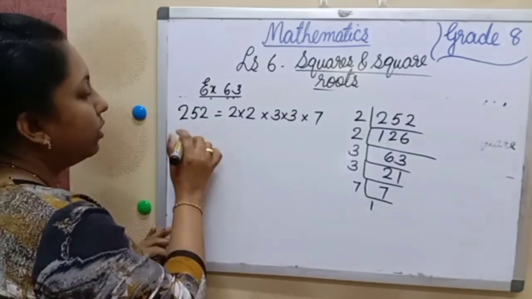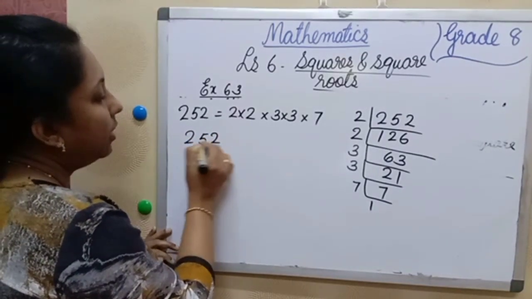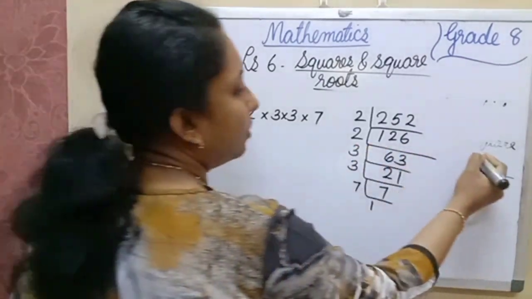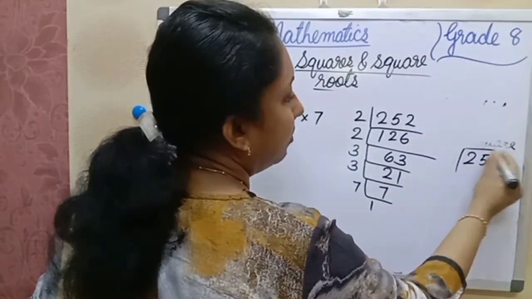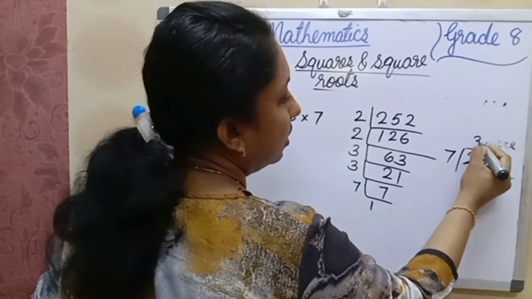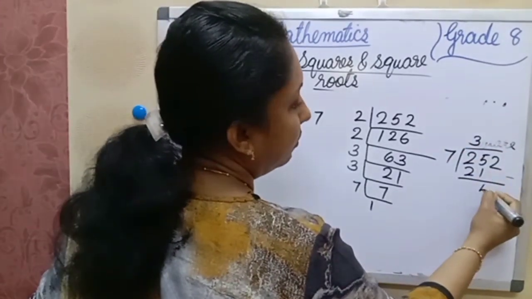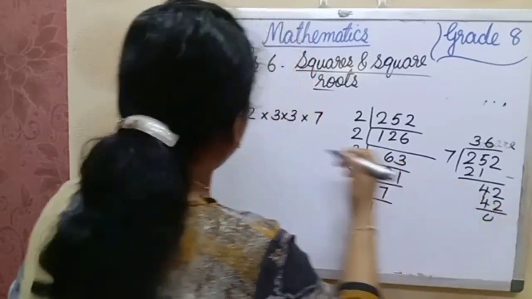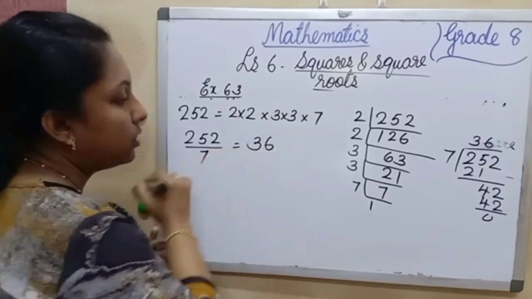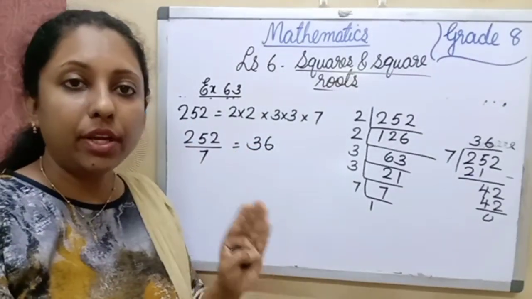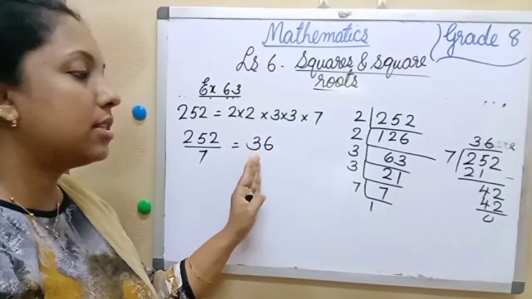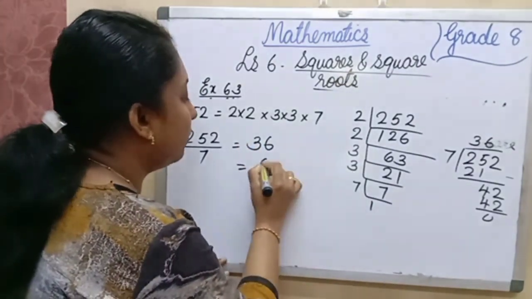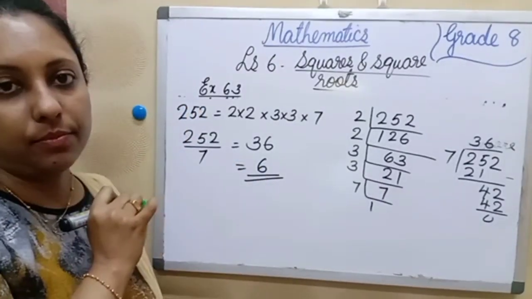That is, 252 divided by 7. 7 threes are 21, and 42. 6 sevens are 42. That is 36. So 36 is a perfect square number. What is the square root of 36? 6 sixes are 36. Square root of 36 is 6.